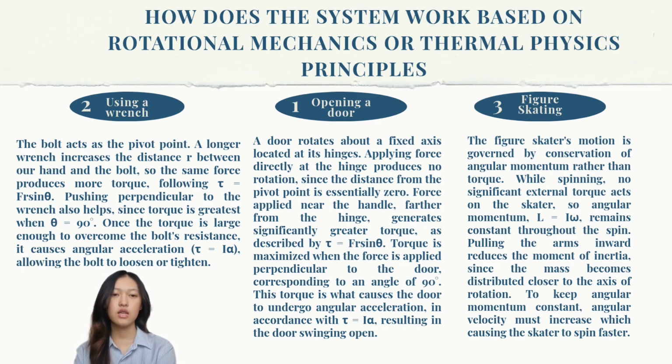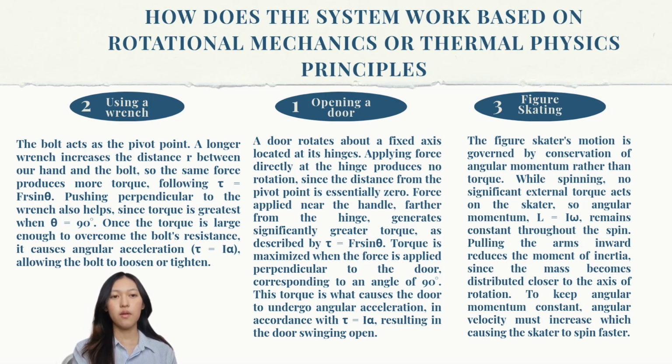The second example is using a wrench. The same concept as opening the door applies. The bolt acts as the pivot point. A longer wrench gives more distance from our hands to the bolt, so the same force produces more torque, which is exactly why mechanics use longer wrenches for stubborn bolts. Once the torque is large enough to overcome the resistance, it causes angular acceleration, which allows the bolt to loosen or tighten.